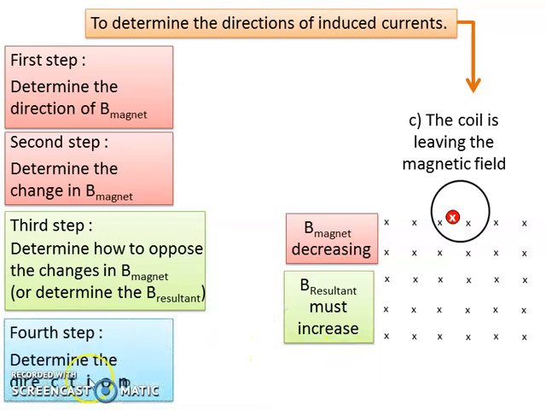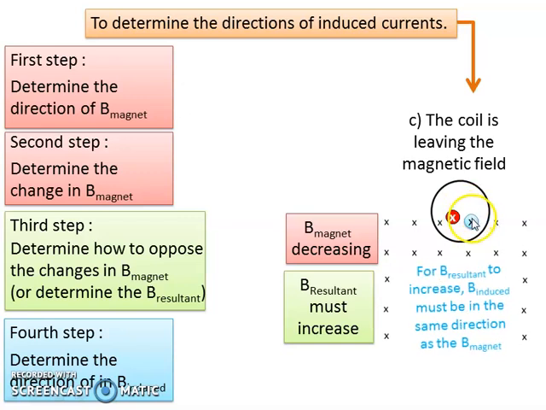Fourth step is to determine the direction of the B induced. The B induced must be into the screen, same as the B magnet. So both must be in the same direction for the B resultant to increase.